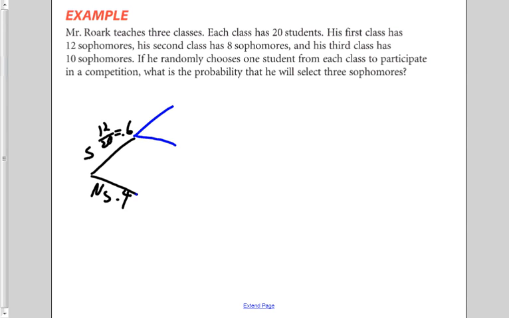Next, let's pick one from his next class period. 8 sophomores, so 0.4 chance of getting picked. 0.6 chance of it not being a sophomore. And finally, from his third period class, either sophomore, not a sophomore once again. Here it's a 0.5 chance of not being a sophomore and being a sophomore.